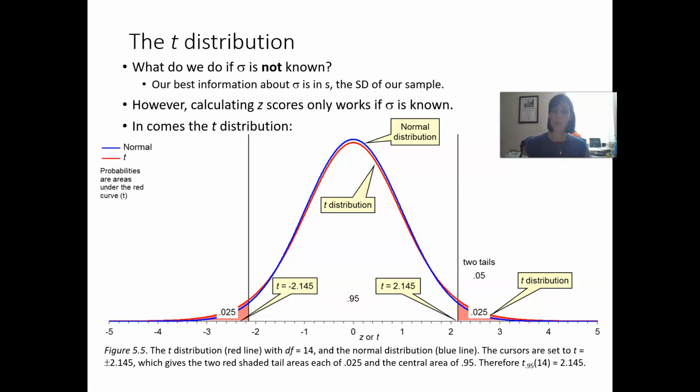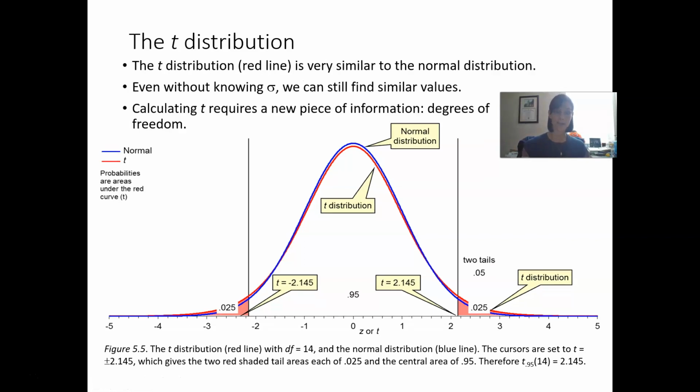Now, what's really important here, remember how I mentioned that 1.96 is the z-score that always accounts for 95% of the area under the curve? That's always going to be the case for a normal distribution. In the case of a t-distribution, you are not necessarily going to have the same t number every time. And we'll talk about why that is. So a 95% t-score for 14 degrees of freedom is 2.145.